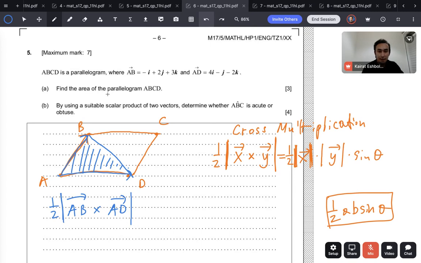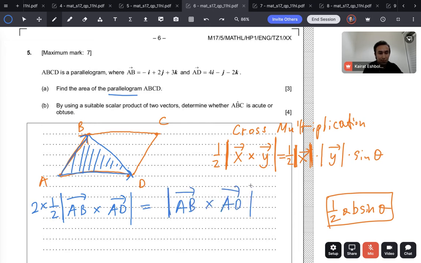But we want to find the area of the parallelogram, right? And one thing that we know is that the triangle ABD is exactly identical to BCD. They are equal to each other. So we can essentially multiply this answer that we get by 2. In that case, this 1 over 2 will be gone. Times by 2, right? 2 times 1 over 2 just cancels out. So that's going to be the magnitude of AB cross with AD.